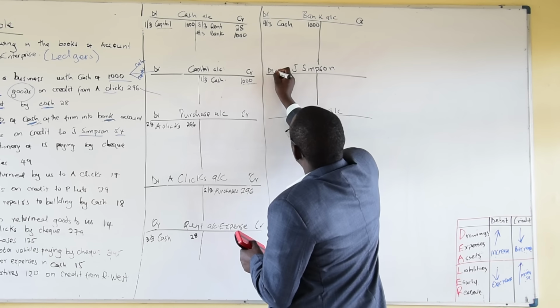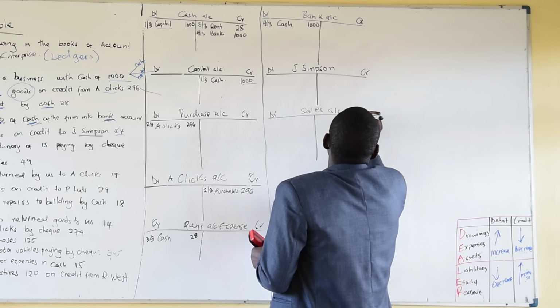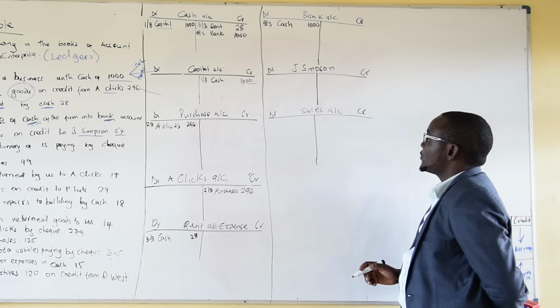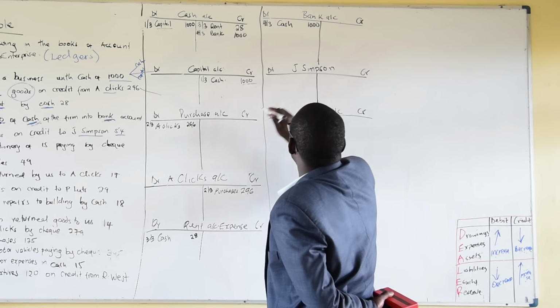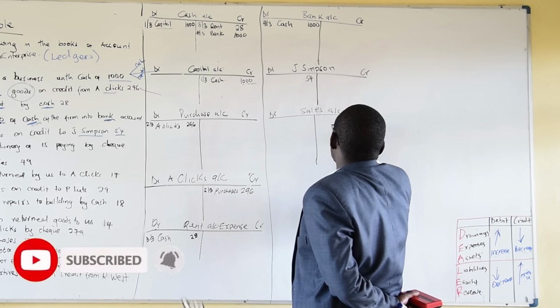Here is a debit, this side is a credit, this side is a debit, this side is a credit. So we have agreed that you credit sales and you debit Simpson. The amount is 54. So we debit Simpson with 54. We credit sales with 54.